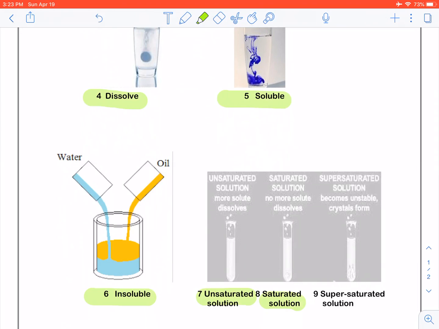That means when you mix more of the solute and you stir and you stir and you stir, you will still find that the solute will be visible in the solution. And a supersaturated solution is when a saturated solution is heated and stirred to make more of the solute dissolve.